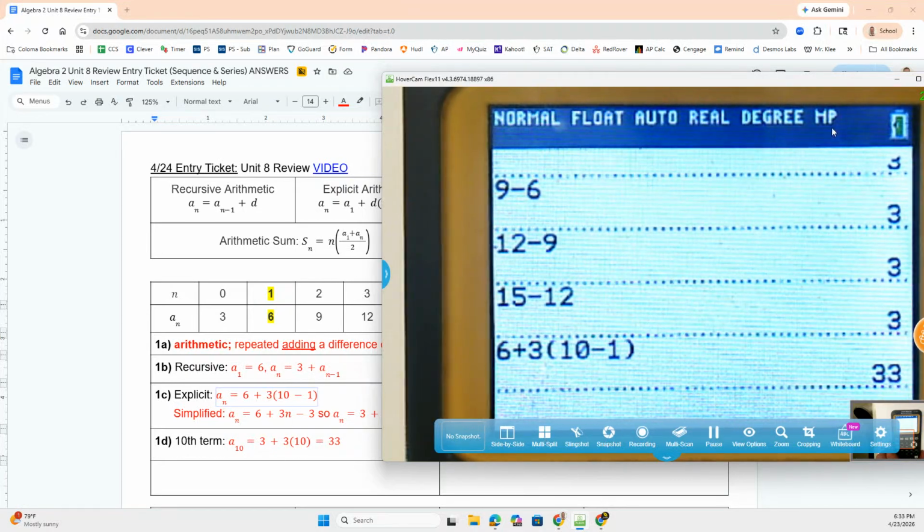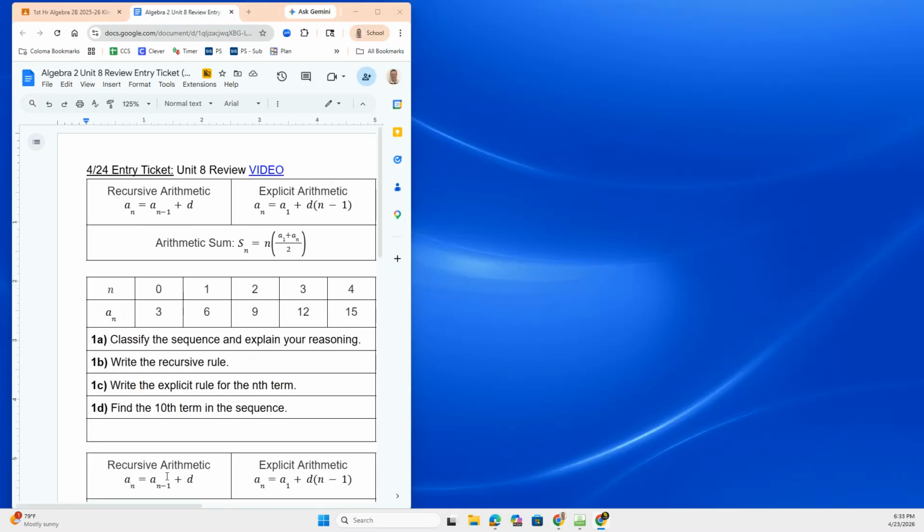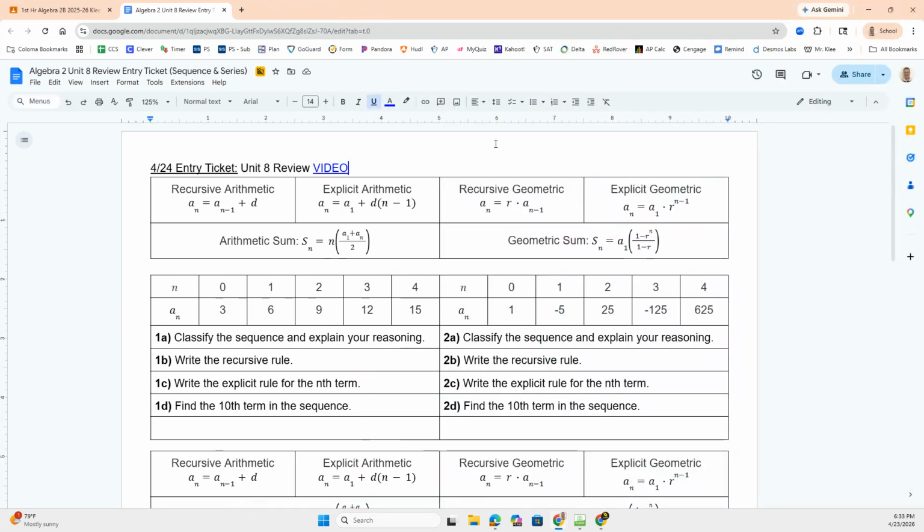Or I could simplify it as shown here. 3 times n is 3n. 3 times negative 1 is negative 3. 6 minus 3 is ultimately 3. I could do 3 plus 3 times 10 to get 33. So now, what about the other half of the entry ticket?